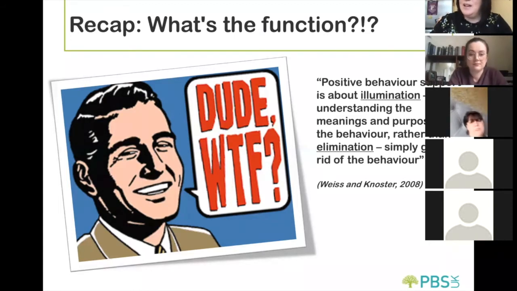Positive behaviour support is about illumination, so about understanding the meanings and purposes behind those behaviours rather than just elimination. We're not simply focusing on getting rid of behaviours that are causing a concern. We're looking at trying to understand them better. If we can understand why that person is doing what they're doing, what it is that they're getting out of that particular action, then we can go about potentially improving things for that person, giving them another way through which they can meet that need more effectively. So that applies to all of the functions, but it certainly applies to the sensory function, which is obviously what we're going to be talking about today.